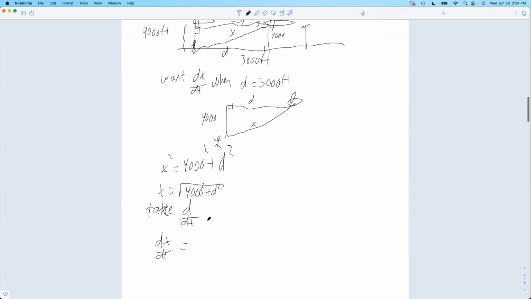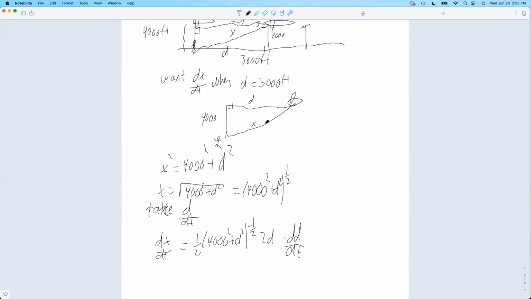How do you take the derivative of a square root? Think of this as 4,000 squared plus d squared to the 1/2 power. So the 1/2 comes down: 4,000 squared plus d squared to the negative 1/2 times the derivative of what's inside. Derivative of 4,000 squared, that's just a constant, that's 0. Derivative of d squared will be 2d times dd/dt. I know that looks weird, dd/dt. You just got to understand from context what that means.